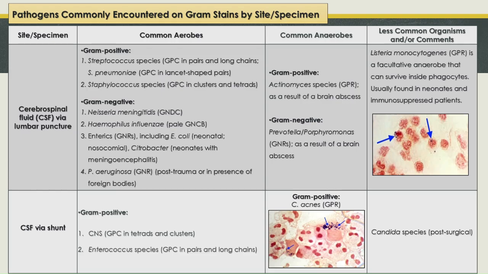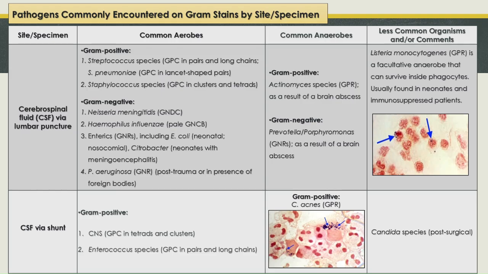3. Enterics, GNRs, including E. coli, neonatal, nosocomial, Citrobacter, in neonates with meningoencephalitis. 4. P. aeruginosa, GNR, post-trauma or in presence of foreign bodies. Common anaerobes. Gram-positive: Actinomyces species, GPR, as a result of a brain abscess. Gram-negative: Prevotella/Porphyromonas, GNRs, as a result of a brain abscess.